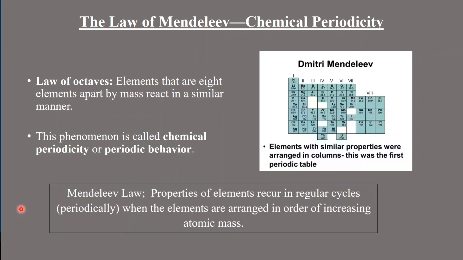Based on this observation, Mendeleev proposed a law that properties of elements recur in regular cycles when the elements are arranged in the order of increasing atomic mass.